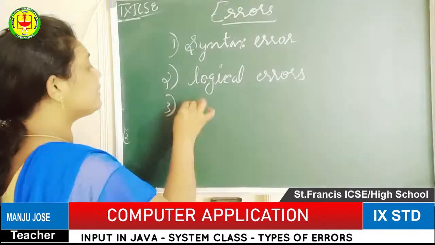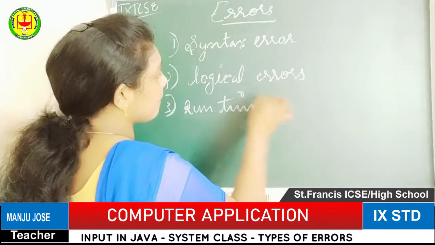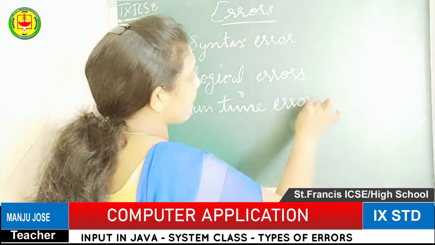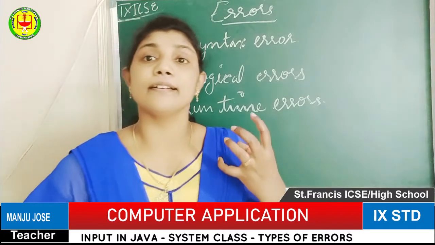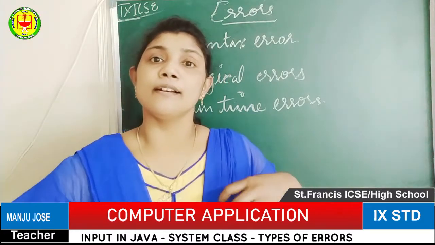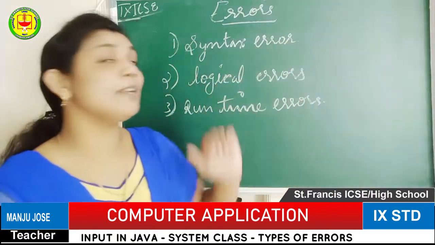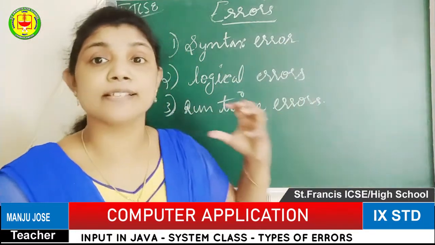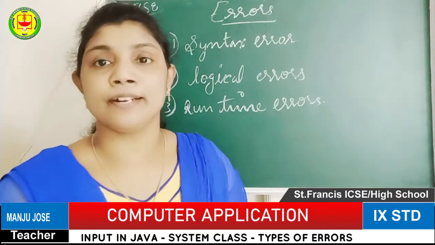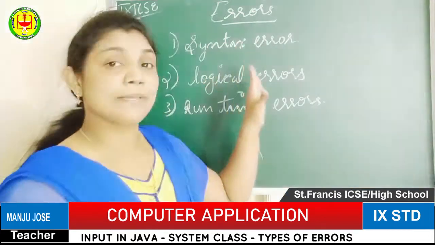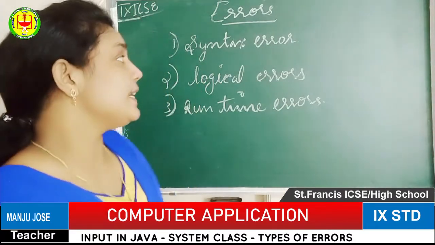The third one is runtime error. So these are the three types of errors we see while writing a Java program. The first error is called syntax error, the second one is logical error, and the third one is known as runtime error. Let us go through each error section, starting with the syntax error.